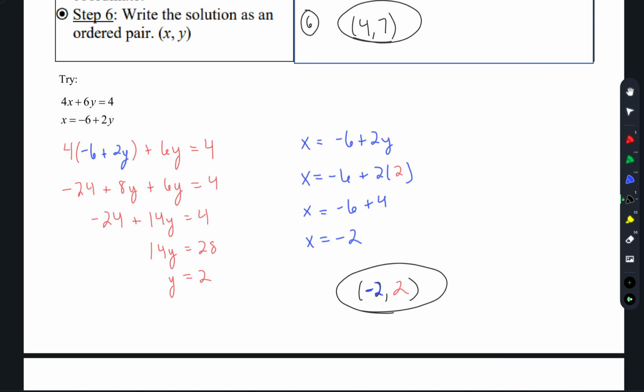You forgot the 6y. You plugged it in and distributed, but you forgot plus 6y. Do you know what I'm saying? Yay. Good so far. And then how are you getting it? Yeah, and then you write it as an ordered pair, right? You got the right answers. X comma y.